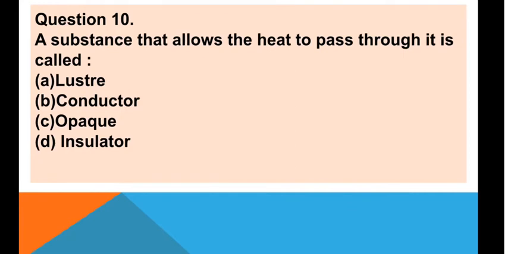Now, we have question number 10. A substance that allows the heat to pass through it is called option A, lustrous, option B, conductor, option C, opaque, and option D, insulator. I discussed a lot about the insulator, the conductor, the opaque, the lustrous object in the previous video. So, if you have seen the video, you can pick out the correct answer. A substance that allows the heat to pass through it is called a conductor. Yes, it is called a conductor, and it is also a very important question.